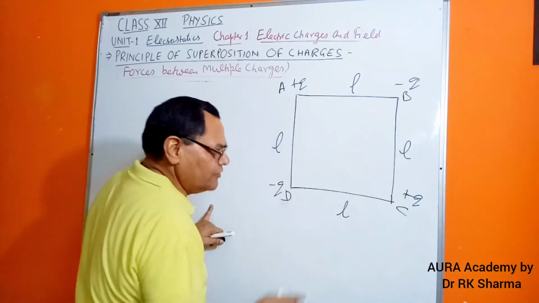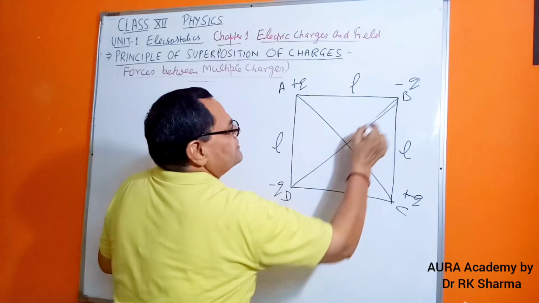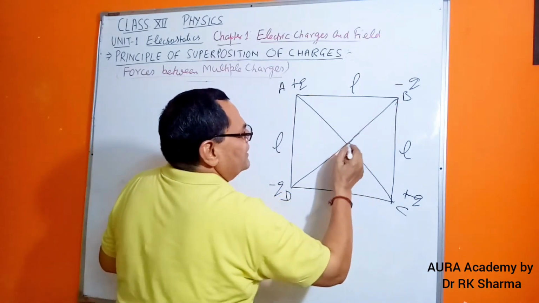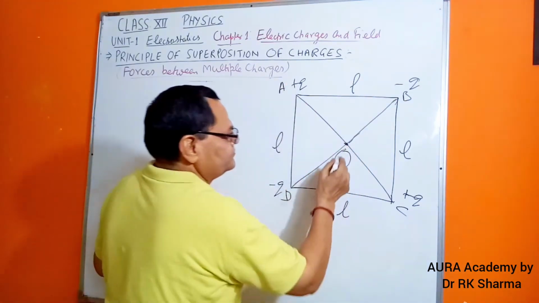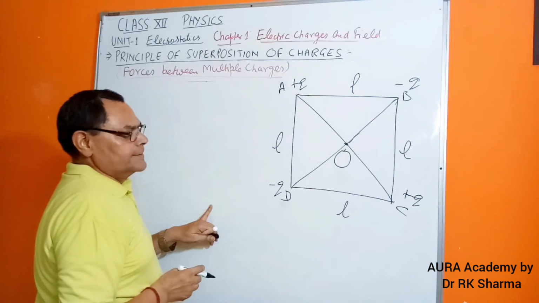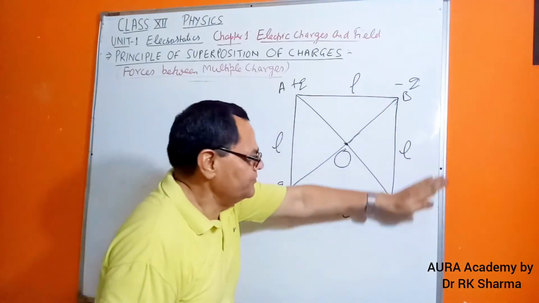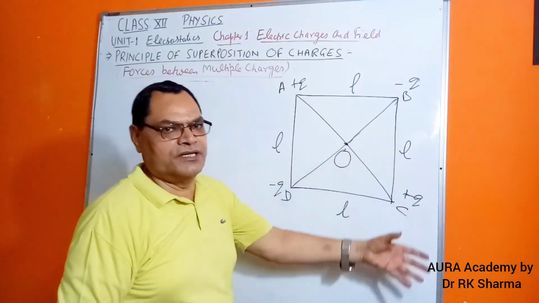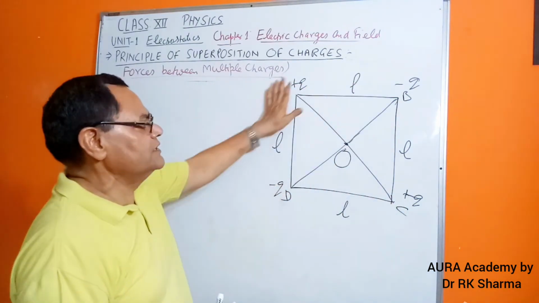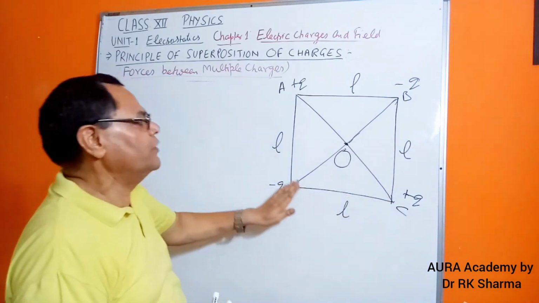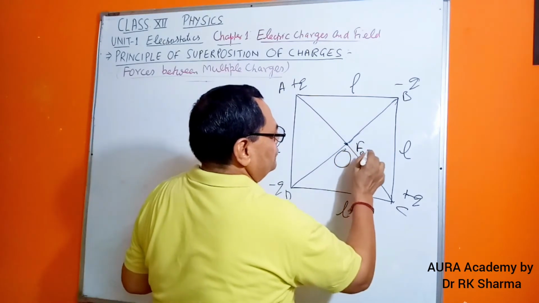At any point. But as of now the question is: find the resultant force at the central point O, where the diagonals bisect. So the question is very clear now. We will solve it from the CBSE point of view, and then I will extend it as a numerical problem for the competitive examination. So plus Q, minus Q, plus Q, minus Q are the point charges on the vertices of the square of side L. Find the resultant force F at O.